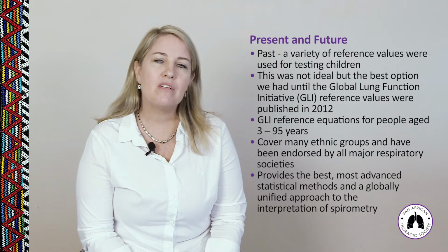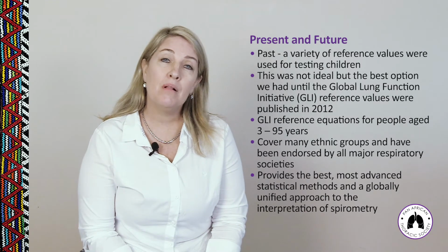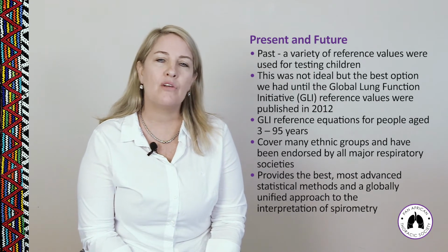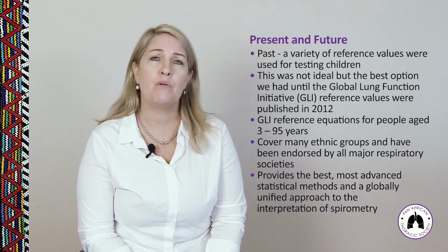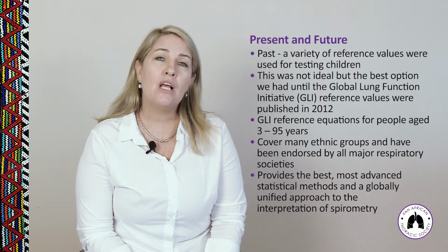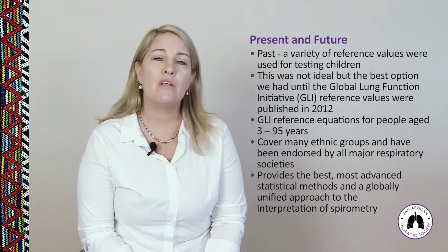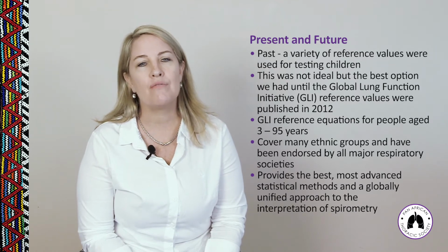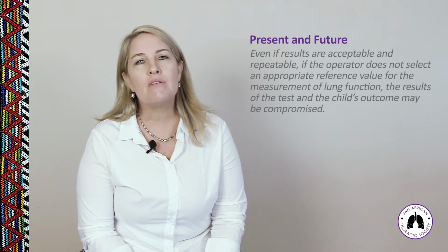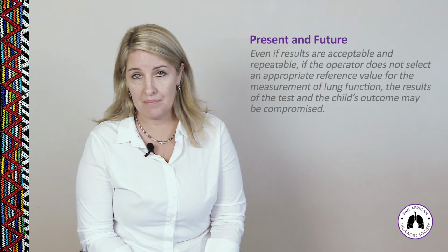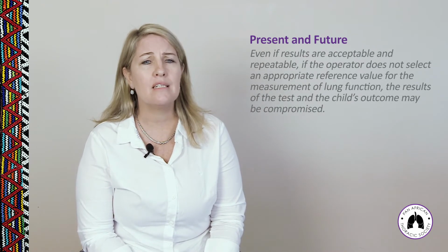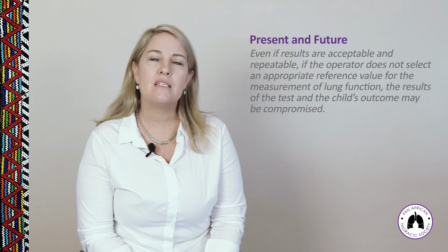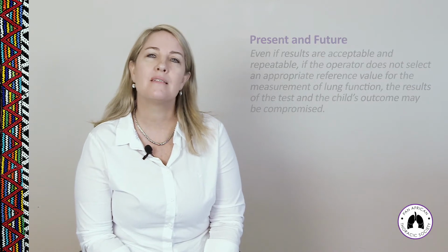So the GLI reference equations are for people aged between the age of 3 and 95 years old. They cover many ethnic groups and have been endorsed by all major respiratory societies. These GLI reference values provide the best, most advanced statistical methods and a globally unified approach to the interpretation of spirometry. So even if results are acceptable and repeatable, if the technician does not select an appropriate reference value for the measurement of lung function, the results of the test and the child's outcome may be compromised.